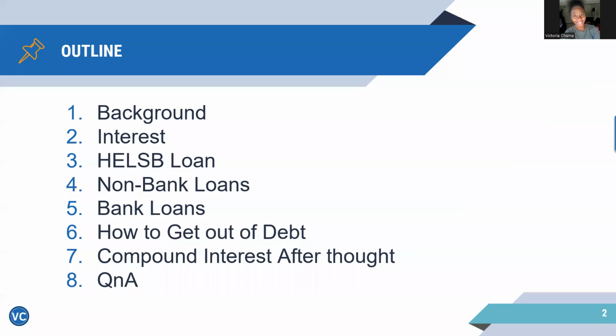So as an outline, for content, this is what we are going to discuss. Mainly our focus will be 3 types of loans, which are the HELSB loan, which the majority of students in university have. We're also going to look at a non-bank loan, which is simply a loan from a microfinance and the charges that they might have. And then also look at an example of a bank loan.